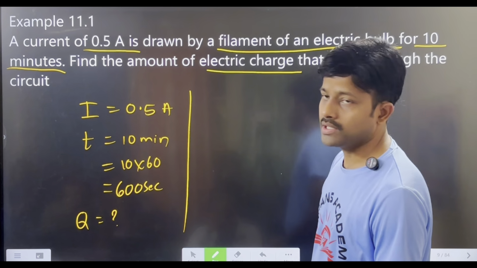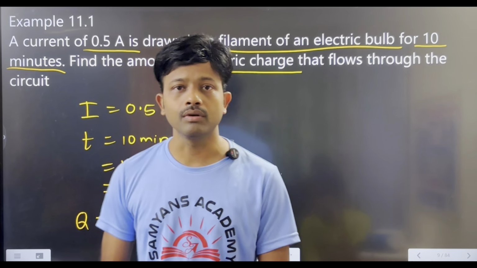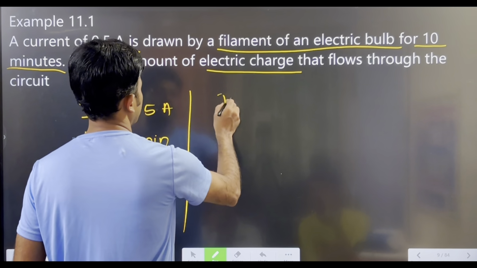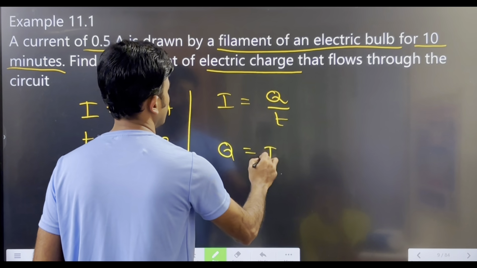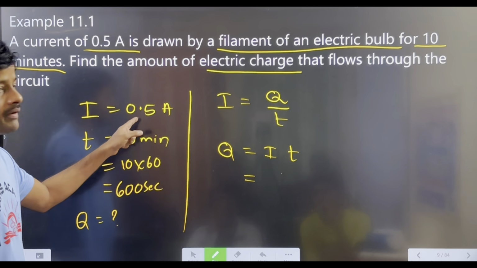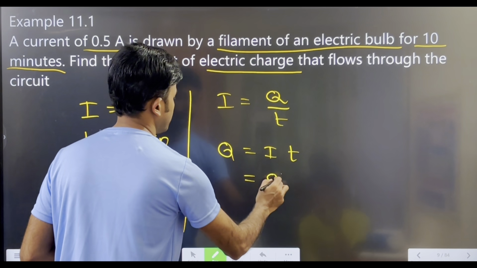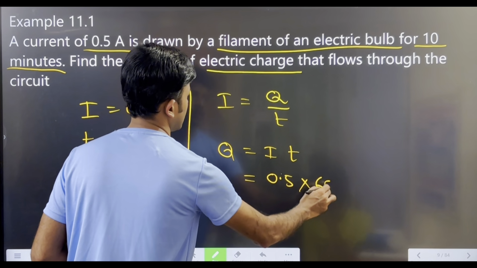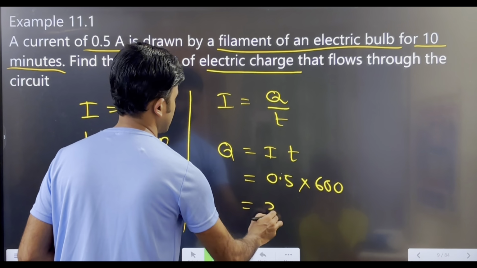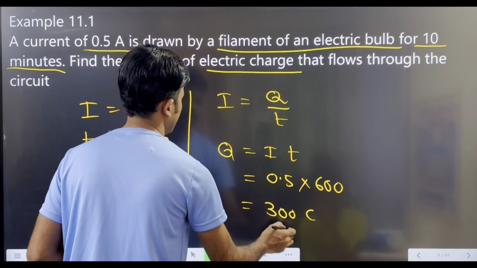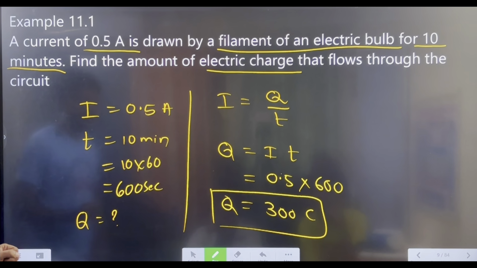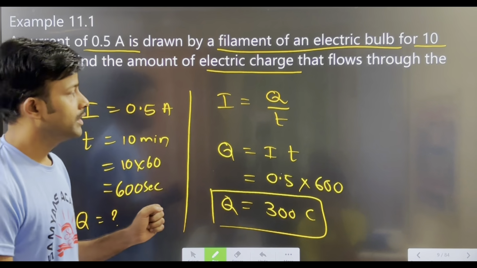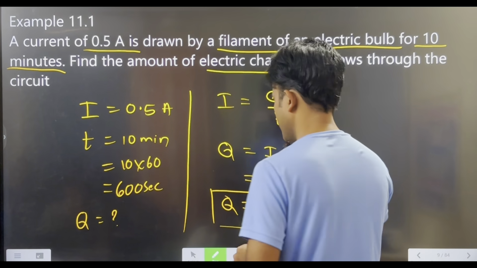Now what is the formula for finding the current? I equal to Q by t. So we need to find Q equal to I into t. What is the I we have here? 0.5. And time is how much here? 600 seconds. So 0.5 into 600 is 300 coulombs. The amount of charge flowing through this bulb in that particular time is 300 coulombs. Is it clear, everyone? Okay, now move on to the next one.